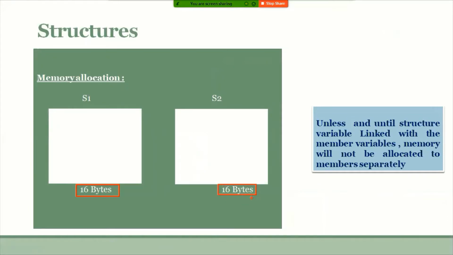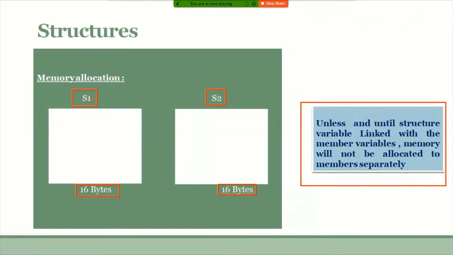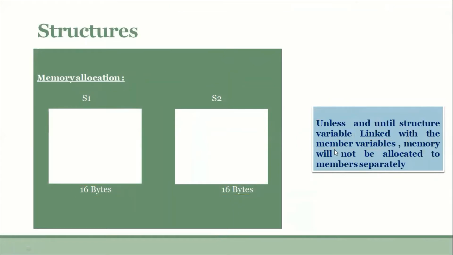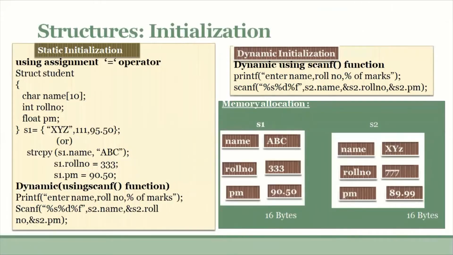So the members will not occupy memory separately now. Why? Because the structure variables S1 and S2 are not yet linked with member variables with the help of the dot operator. That is why you can observe this note over here: unless and until these two structure variables are linked with the member variables, name, roll number, percentage of marks, memory for those member variables will not be allocated. Those members will not occupy separate memory. Keep this point in mind. Then how do we link these structure variables with the member variables?